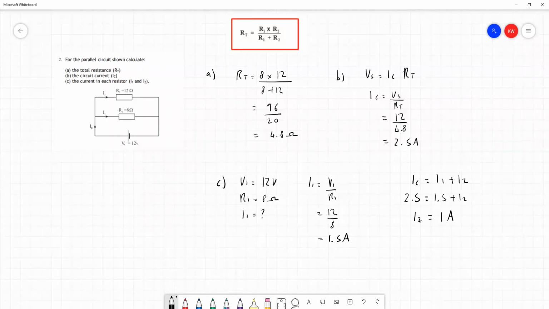You can now move on to the exercises, which are on page 37 and the top of page 38. And there will be a separate video showing worked solutions for those as well.